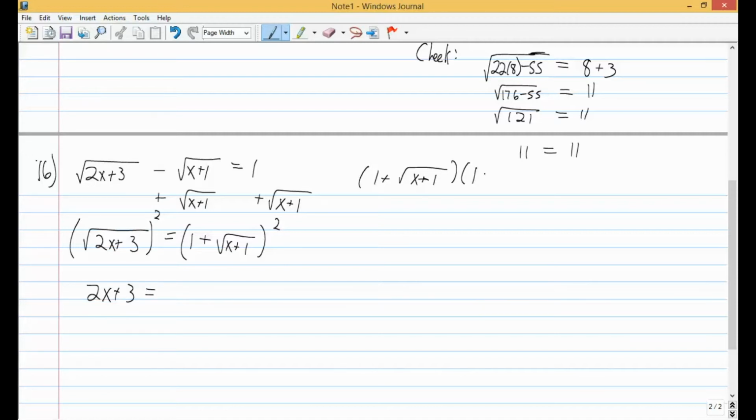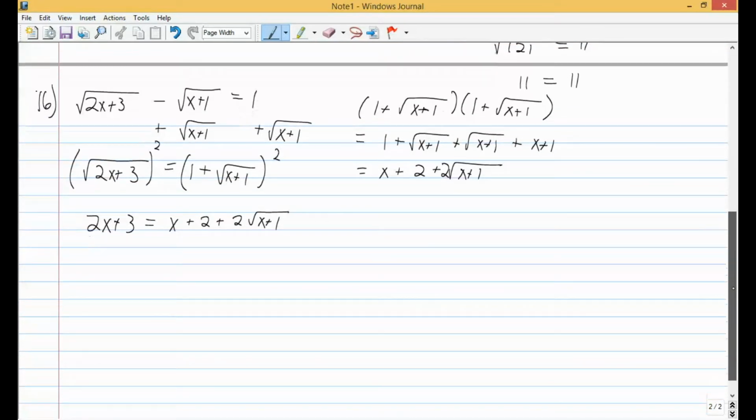To do that, you need to FOIL out 1 plus the square root of x plus 1 times 1 plus the square root of x plus 1. That's going to be 1 plus 1 square root of x plus 1 plus 1 square root of x plus 1 plus, when you say the radical times itself, x plus 1. That's going to give us x plus 2 plus 2 square root of x plus 1. So that's what I want to write down here on the right side of my equation.